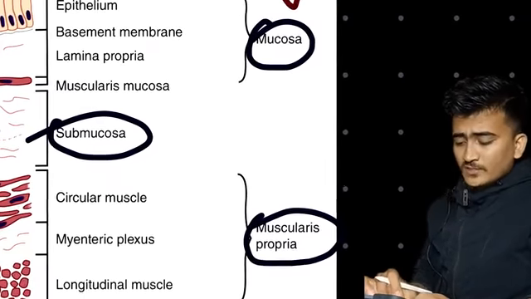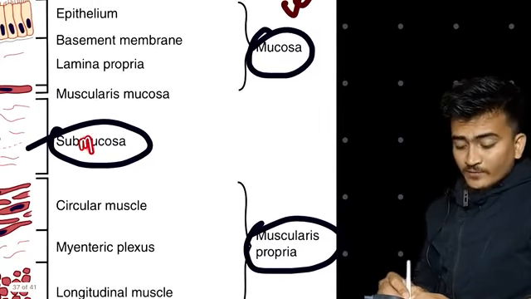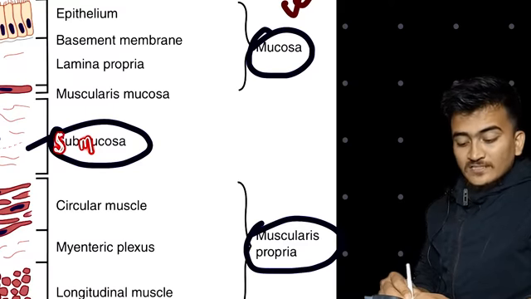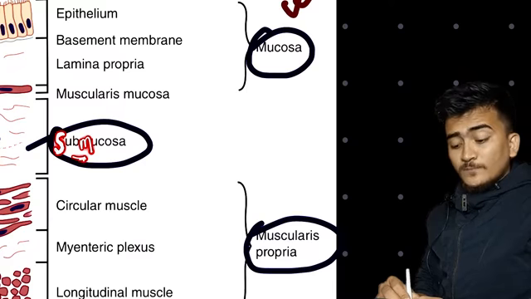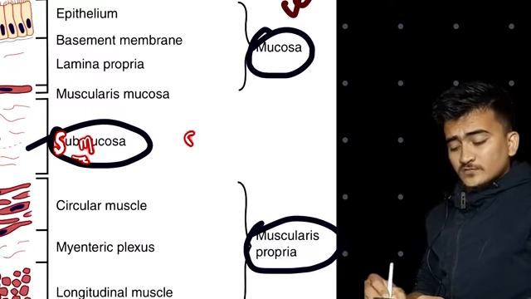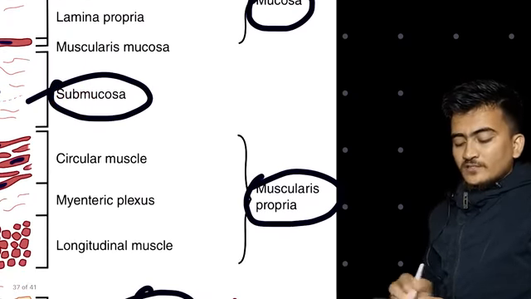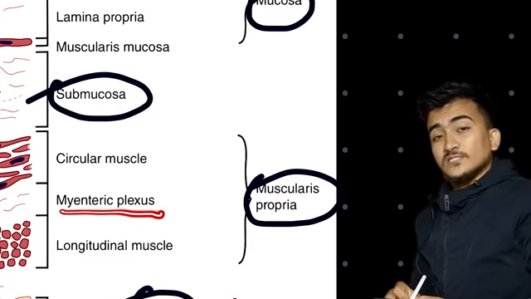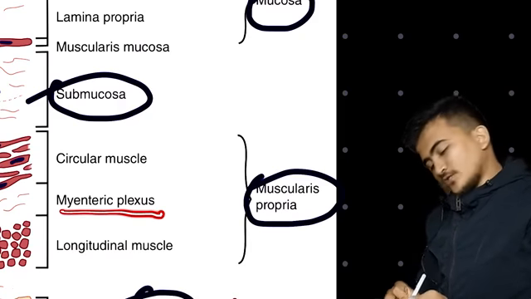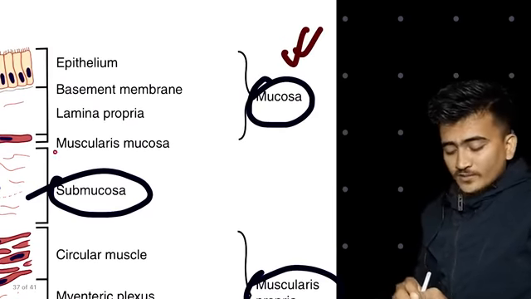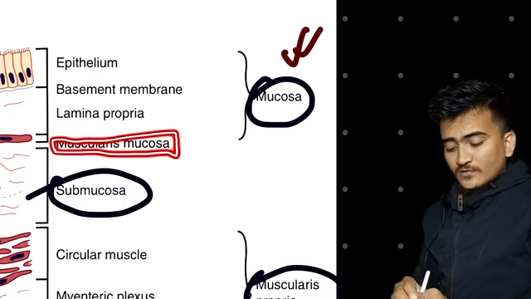We can make one mnemonic: M for Meissner's plexus, and S for secretion and absorption. Secretion and absorption is the function of our Meissner's plexus. Similarly, the function of the myenteric plexus is motility, the peristalsis movement. That's all. Now, moving forward, we said that muscularis mucosa is also a muscular layer like our muscularis propria.